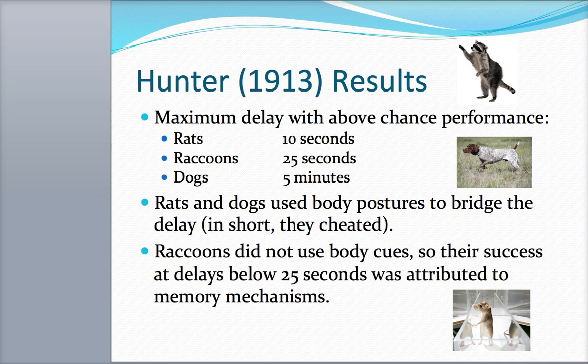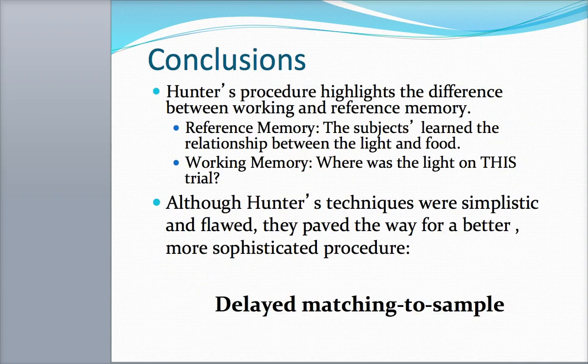And rats did the same thing. They used body postures. So they sort of artificially inflated the maximum delay by using these cheating methods, these body postures to bridge that delay. But he also noted that raccoons did not use body postures. They moved around, they investigated, they moved around a lot in the boxes. And so he believed that the 25 seconds that they were able to perform above chance was a good indication of the duration of the memory of a raccoon.